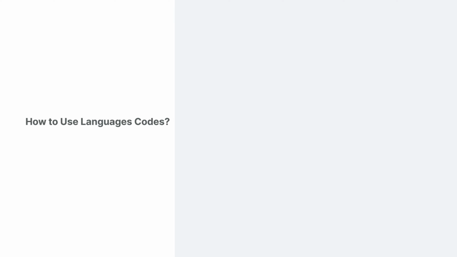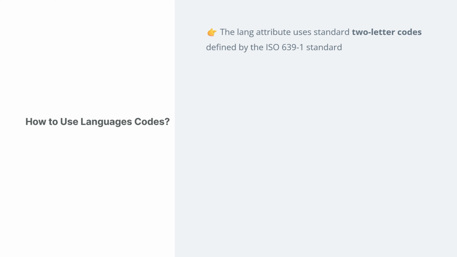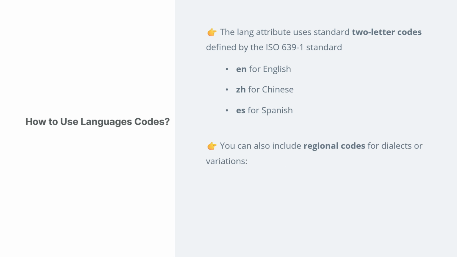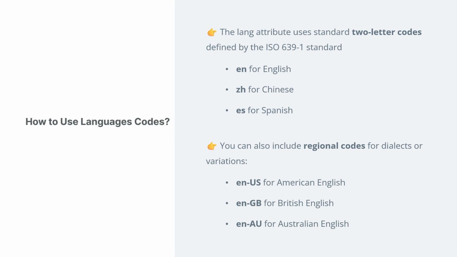How to use language codes? The lang attribute uses standard two-letter codes defined by the ISO 639 standard. For example, here EN is for English, ZH is for Chinese, ES for Spanish. You can also include regional codes for dialects or variations. Like en-US is for American English, en-GB for British English, en-AU is for Australian English.